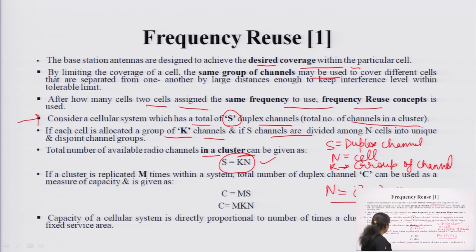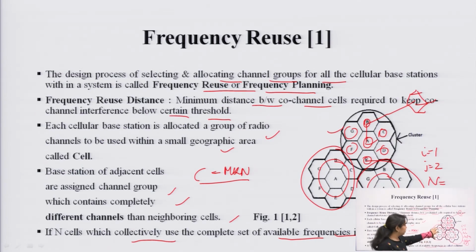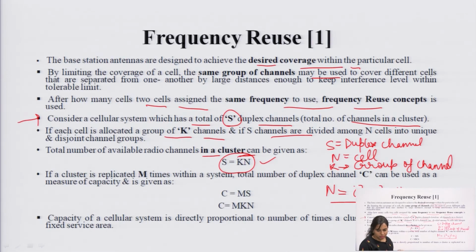Then if the cluster is replicated m times, because in this diagram you can see that this particular cluster is repeated 3 times, 1, 2 and 3, the same cluster of 7 cells. So, m will be equal to 3 in this case. The total duplex channels that can be used to measure capacity is given as C = mS, or C = mkn.